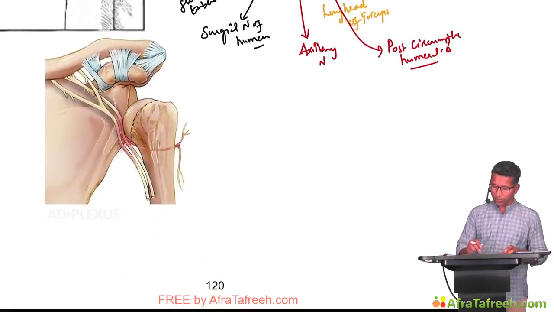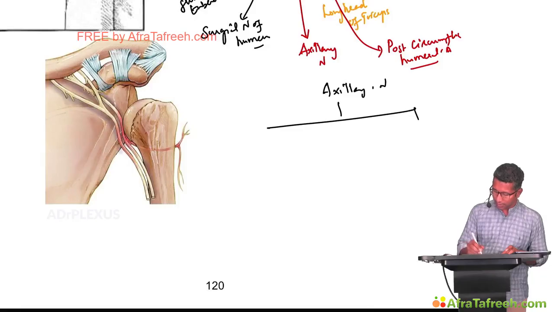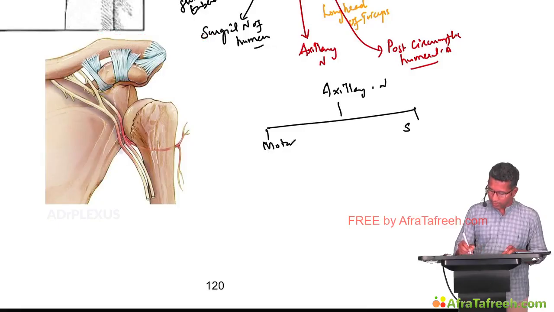Okay, so we'll go into the problems of the axillary nerve. Before that, for the axillary nerve, you can make this chart. It has a motor supply and it has a sensory supply.